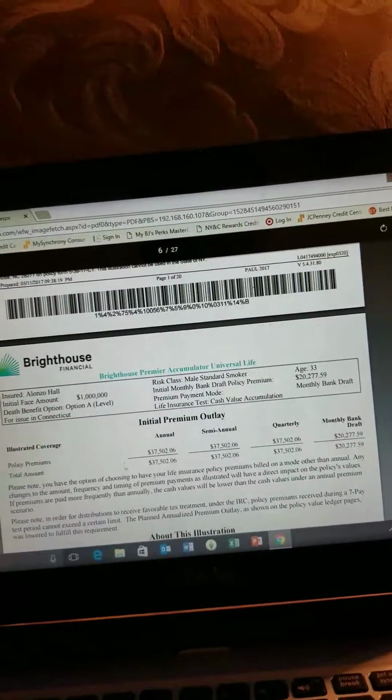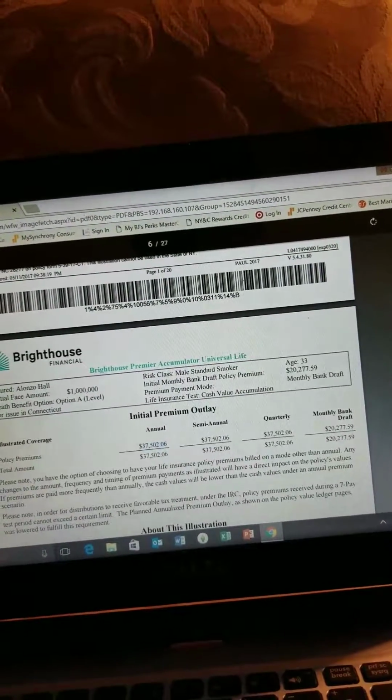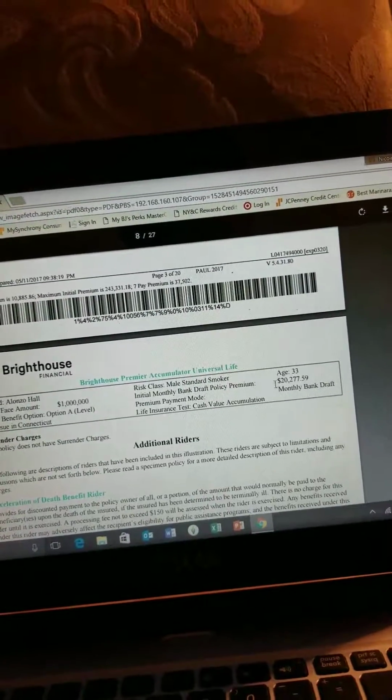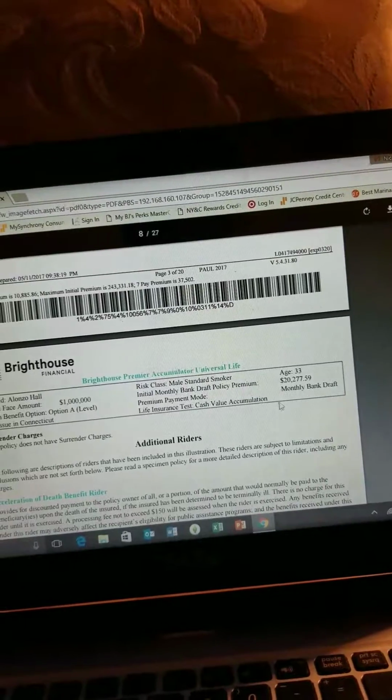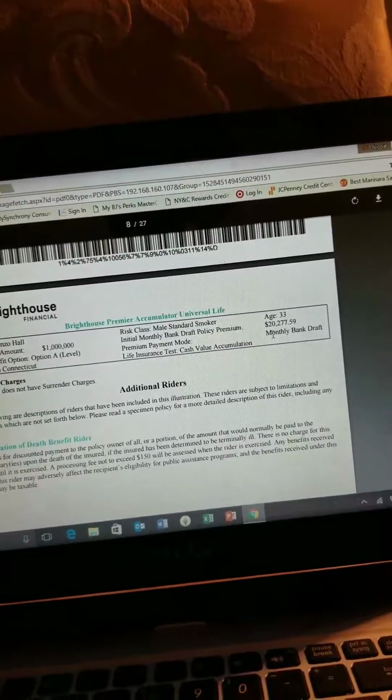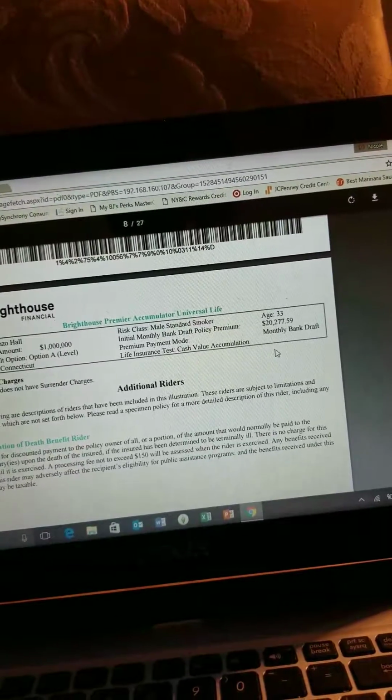So annually, this policy costs me $37,500. Right? And nearly 20 grand as a, and it's only with the option A level death benefit. Okay, but as a monthly bank draft of $20,277. So this is a single premium type of policy.